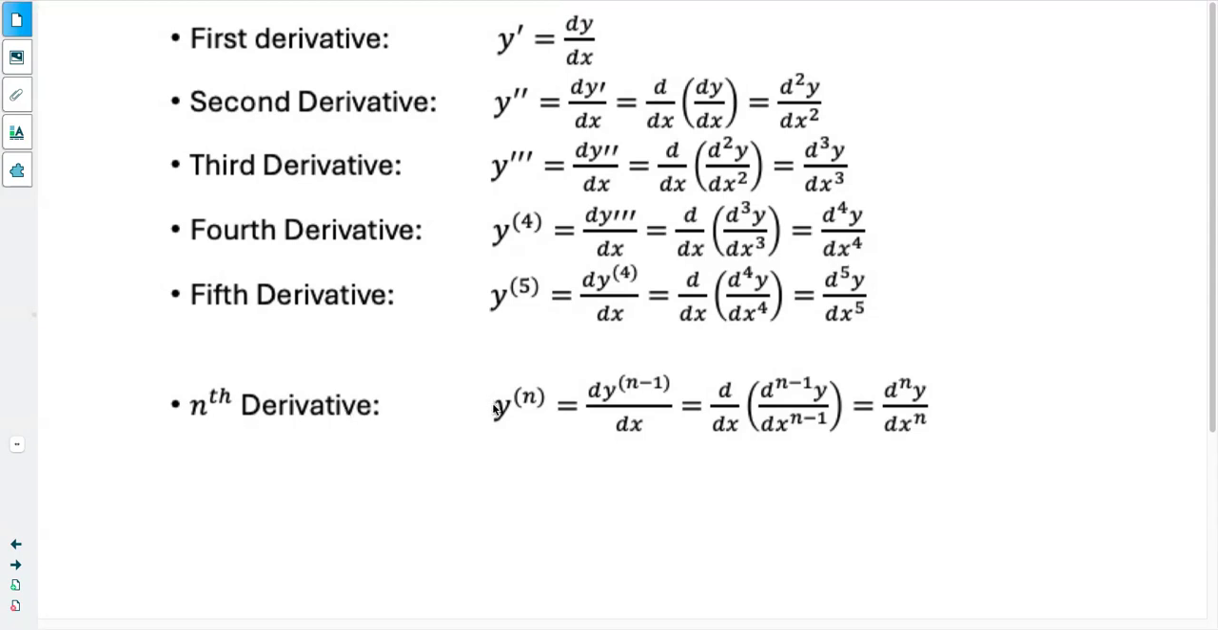Now for our nth derivative, that's y^(n) equals d(y^(n-1))/dx equals d/dx of d^(n-1)y over dx^(n-1) equals d^n y over dx^n.